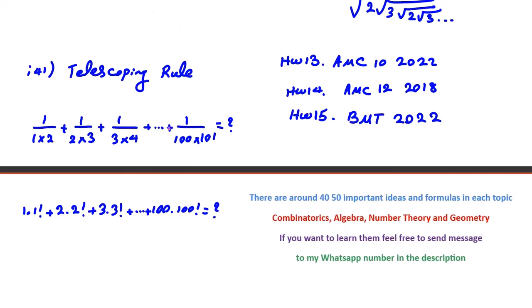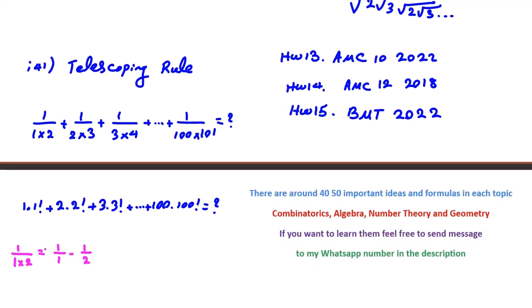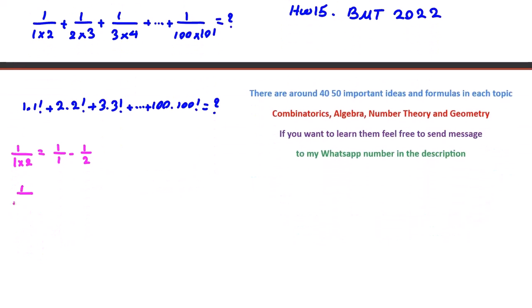Okay, for the first one, you can say 1 over 1 times 2 is what? Is 1 over 1 minus 1 over 2. 1 over 2 times 3 is what? Is 1 over 2 minus 1 over 3. 1 over 3 times 4 is what? Is 1 over 3 minus 1 over 4.